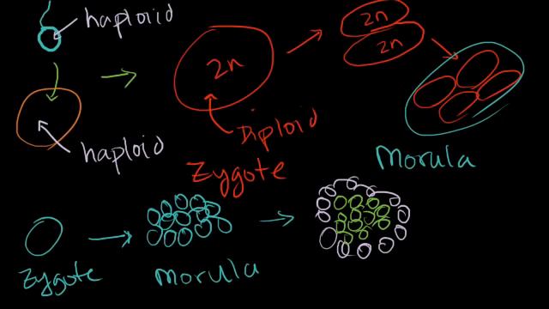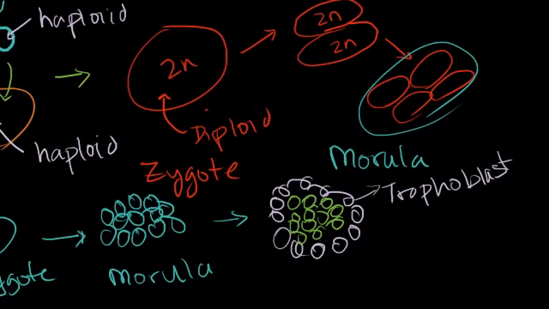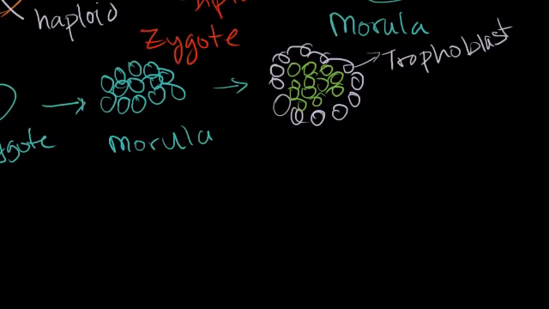These outer cells are called the trophoblasts. Let me do a different color. Trophoblast. Let me scroll over. Don't want to go there. And then the inner cells, and this is kind of the crux of what this video is all about. Let me scroll down a little bit. The inner cells, pick a suitable color. The inner cells right there are called the embryoblast.